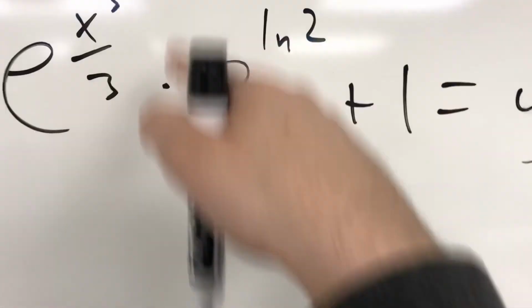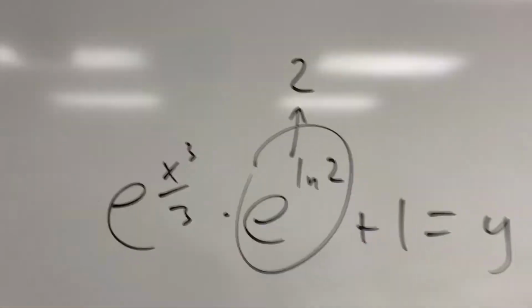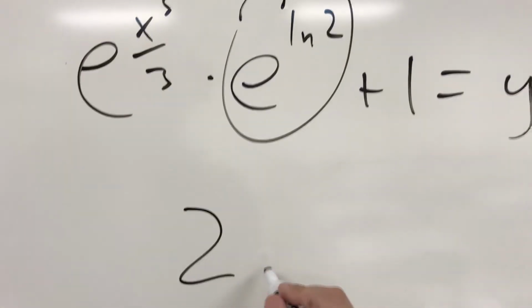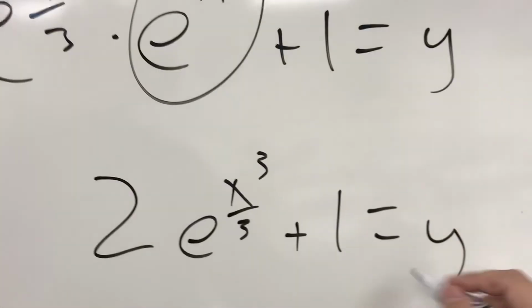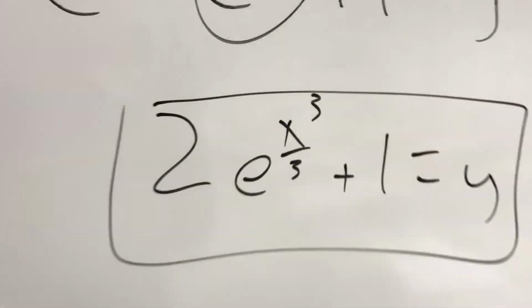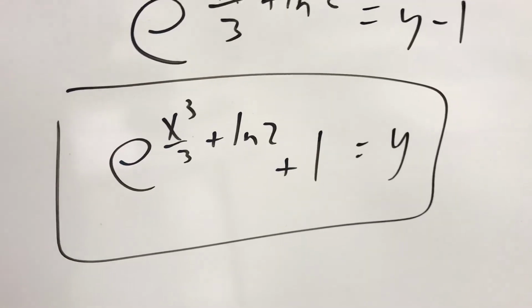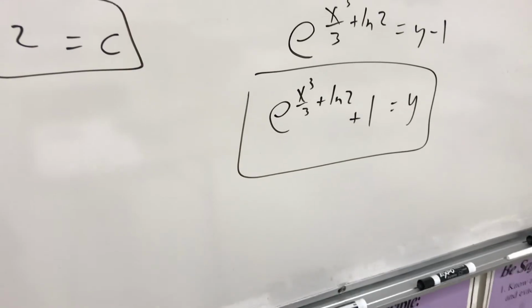Remember how we did the whole thing where we turned that into a c naught and then we solved for it by putting it out in front? Well, we know that's just 2. So this is really the same thing as 2 e to the x cubed over 3 plus 1 equals y. And if you look at the answer sheet for this problem, that's how they're going to write it. Again, this is totally fine. It's not simplified, but they didn't ask you to simplify it. Either answer should be fine on number 2C.